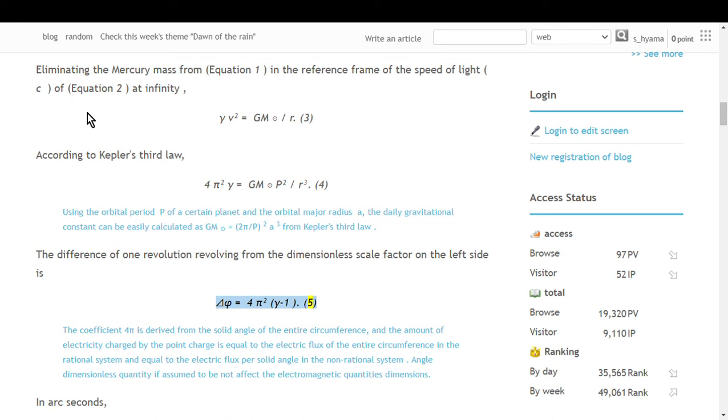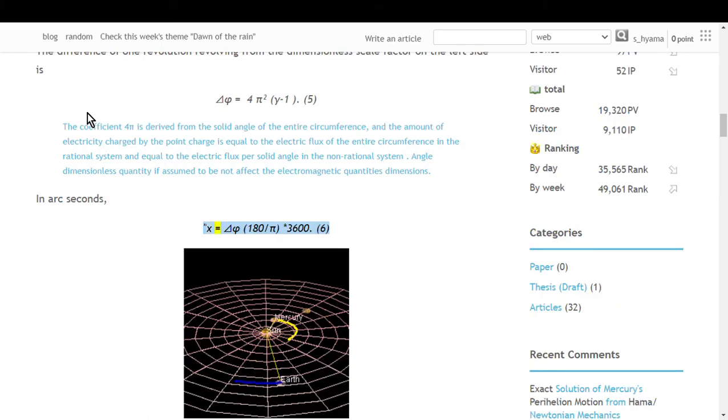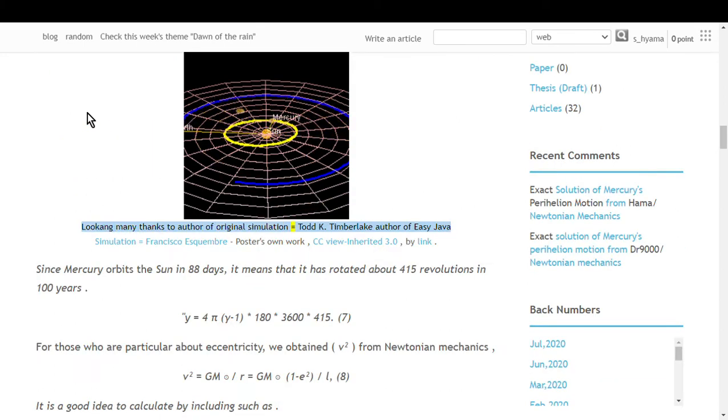The coefficient 4 pi is derived from the solid angle of the entire circumference, and the amount of electricity charged by the point charge is equal to the electric flux of the entire circumference in the rational system, and equal to the electric flux per solid angle in the non-rational system. Angle is a dimensionless quantity, assumed not to affect the electromagnetic quantity's dimensions. In arcseconds, x = 180/pi * 3600, (6). Many thanks to the author of the original simulation, Todd K. Timberlake, author of Easy Java Simulation, Francisco Esquembre, poster's own work, CC BY-SA 3.0, by link.